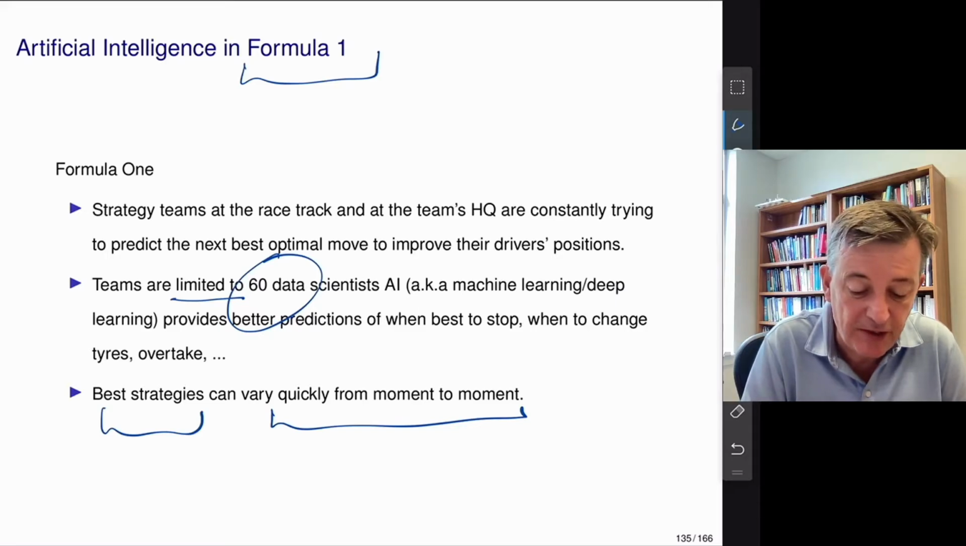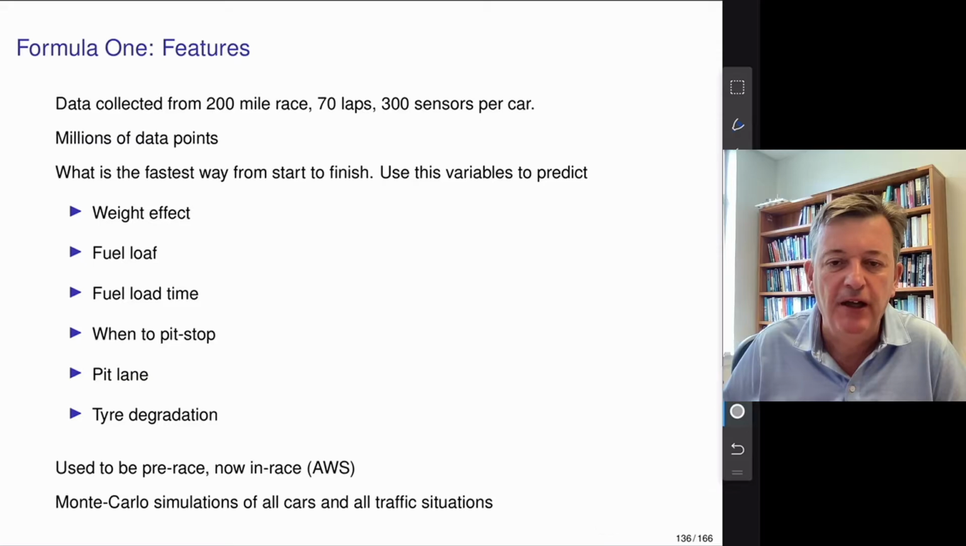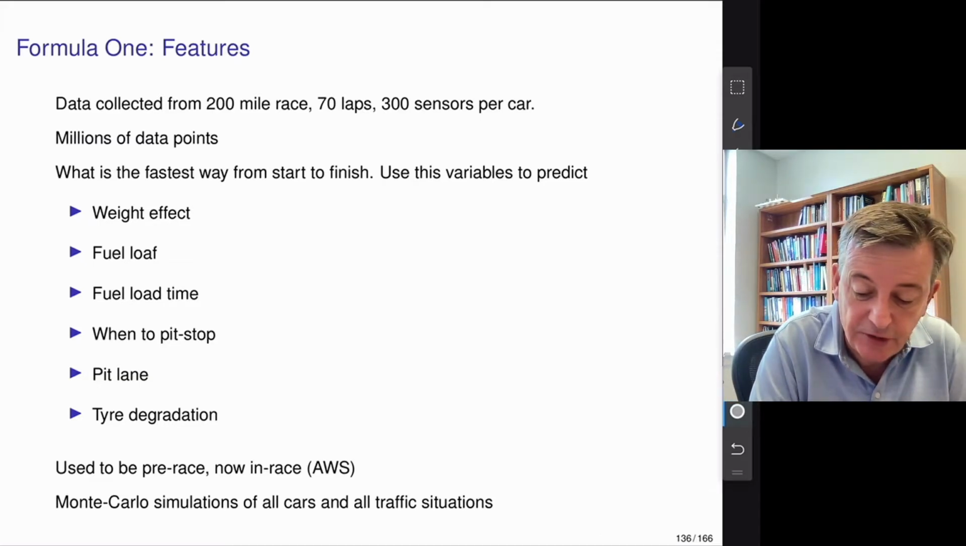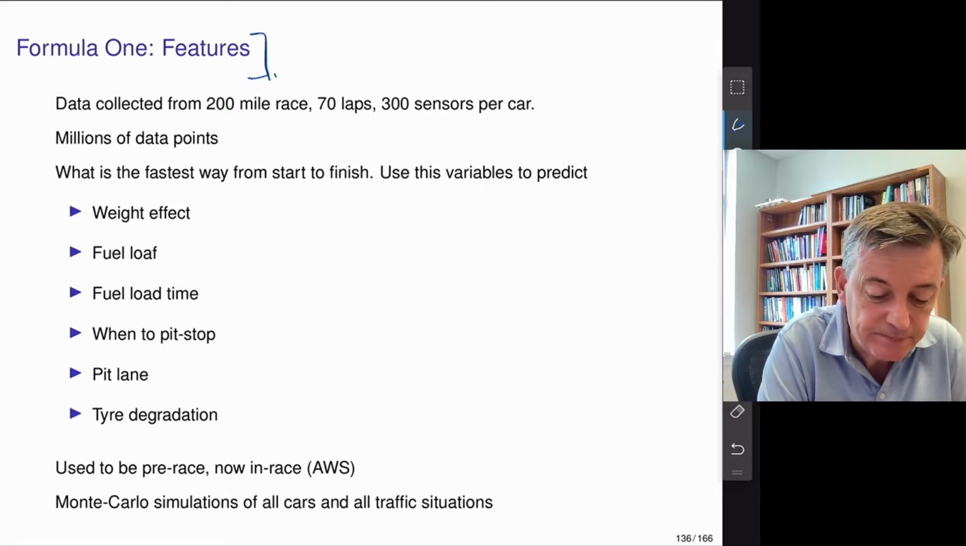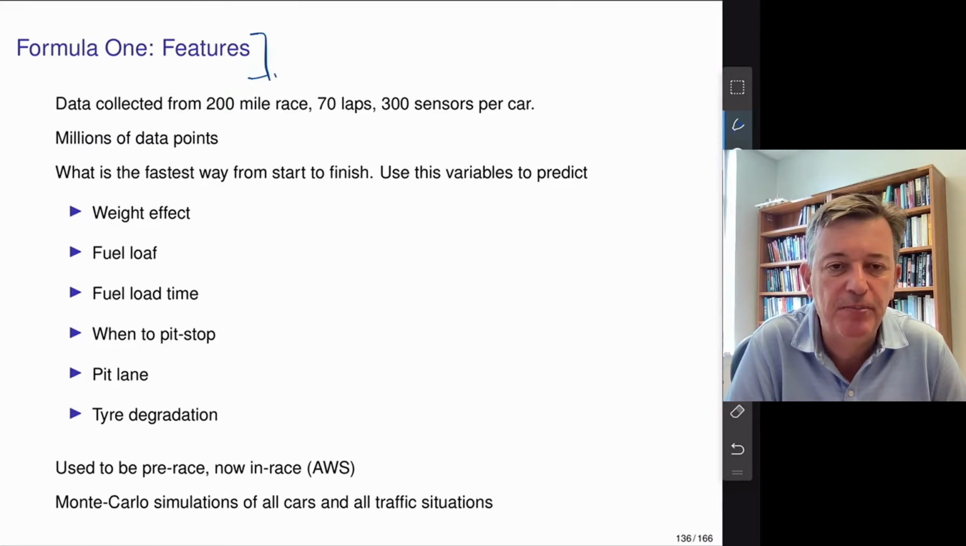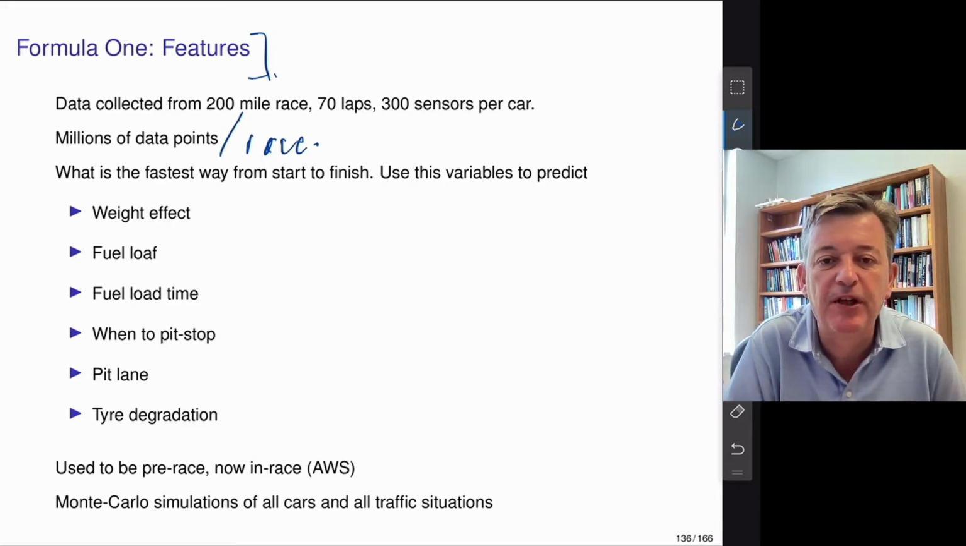And again, you'll see examples like this. There's a link here. If you click on the link at the top, you'll see a discussion of a data set. Typically, a Formula One race is 200 miles long, 70 laps of a track, and they've got a huge number of sensors on a car that's giving real-time feedback. So you get millions of data points per race. And of course, it's a very simple objective function. What's the fastest way from start to finish?